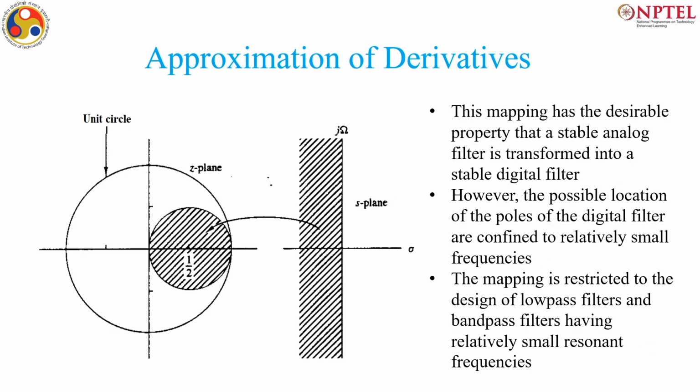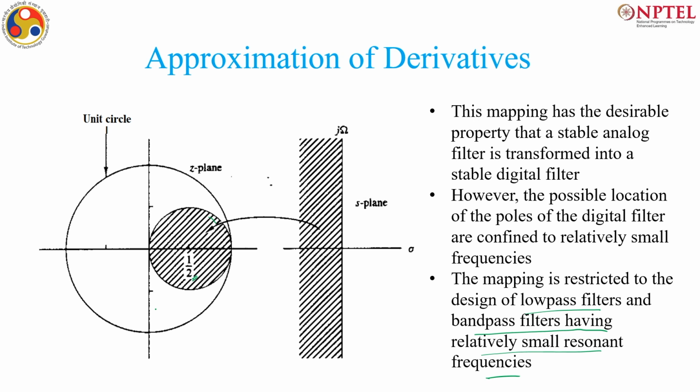So, this is what we are getting. If you see, this desirable property is there, that the left half of the S plane is mapped onto the unit circle, and not only the unit circle, it is much less than the unit circle. This is a circle of half radius. So, this is a problem, that only a very small area is utilized. So, you can only design low pass filters and band pass filters having relatively small resonant frequencies, because you are not utilizing the full stable region, you are only utilizing a very small portion.